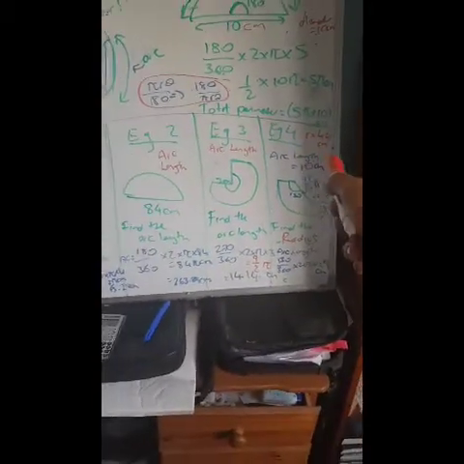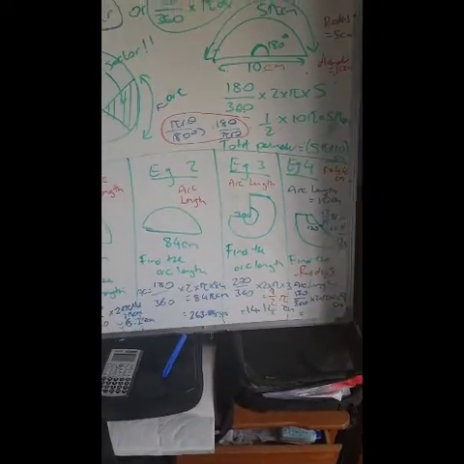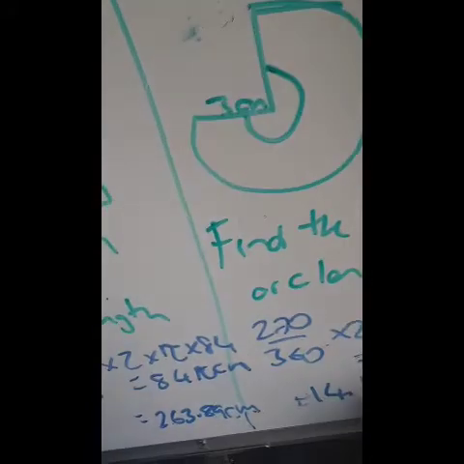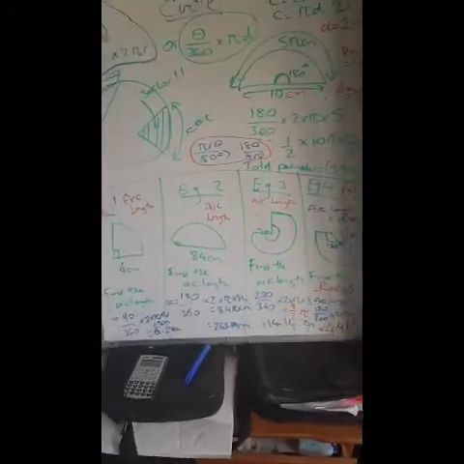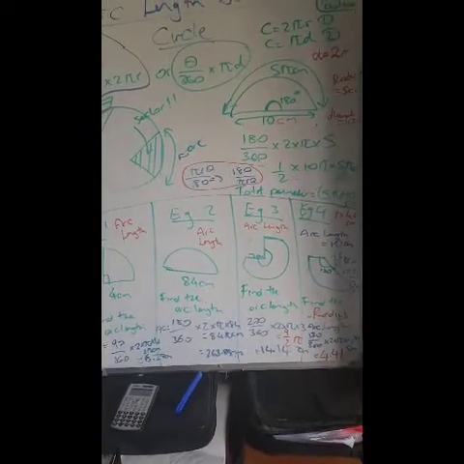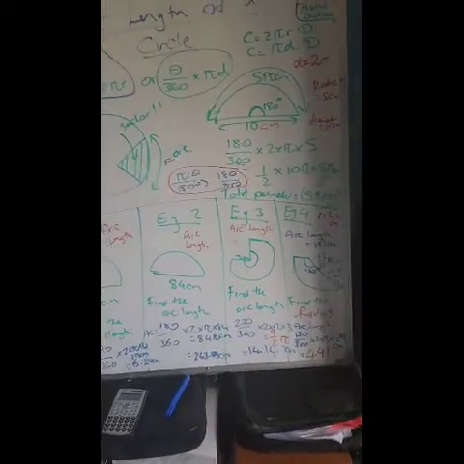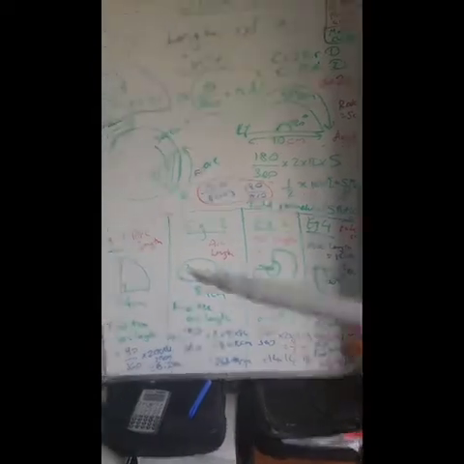4.41. I was just checking my calculator there. So the answer is going to be 4.41 centimeters to 2 decimal places. So that is how I would work out that one, guys. It is rearranging that formula.